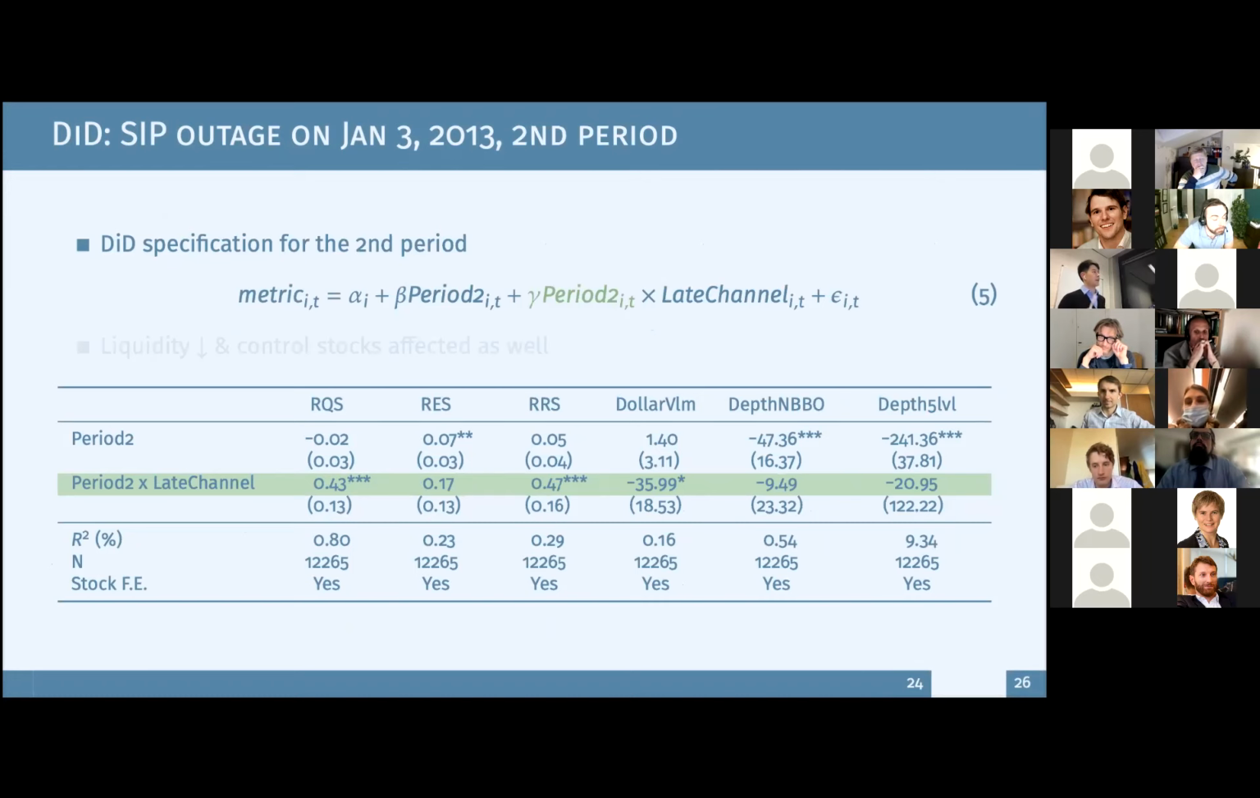Then I look at the second period. That's when the second glitch starts to take effect. This time you still see that the stocks in the late channels have higher spreads, but you don't see the depth decrease more for those. I think it makes sense because after the first glitch, maybe the whole market is impacted. So there's sort of a contagion from the affected stocks to the others. That's why, if you look at just the time dummy, you see that the depth drops for those unaffected stocks as well.